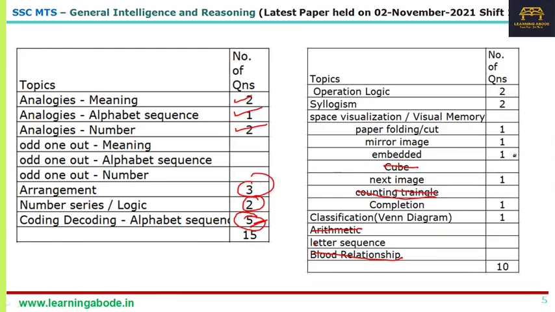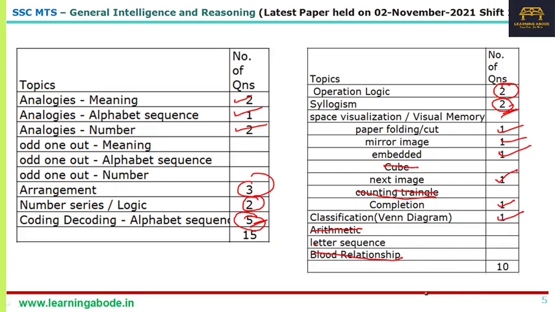So this is again with regard to this particular paper, and also in general when you look at other papers. Maybe plus or minus 1 or 2 is possible. And operation logic, there are 2 questions. Usually they ask only 1 question in syllogism, but in this paper 2 questions. Then paper folding, cutting and unfolding 1 question, mirror image 1 question, embedded 1 question, next image in the series. All these you can definitely expect at least 1 question. And completing a figure, 1 question, and then classification on Venn diagram, I'll show you what that is. That's 1 question. So these are the questions we can definitely expect.